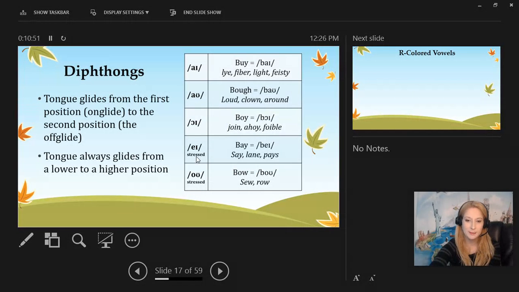The fourth one we've seen previously, and it is used in stressed syllables to make the A sound: bay, say, lane, pays. And then the last diphthong, we've also seen this previously, it's used in stressed syllables. So we have bow, which makes the O sound in stressed syllables, so and row.